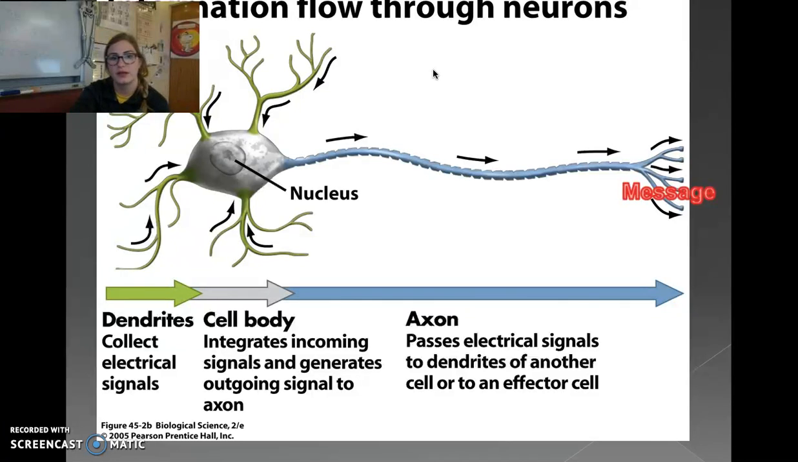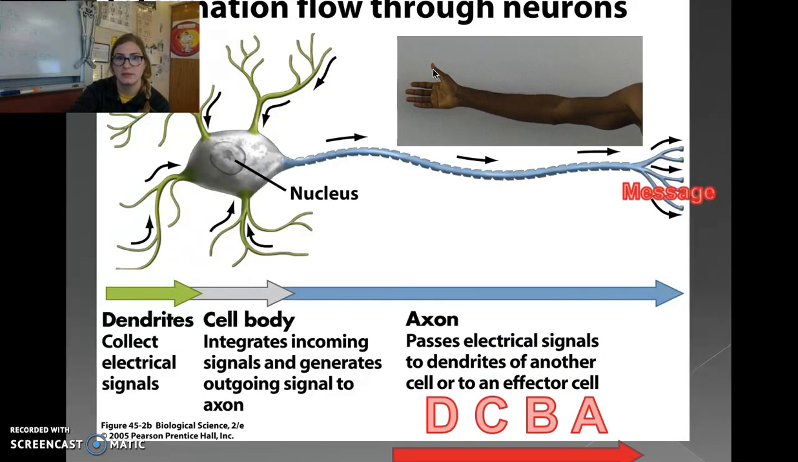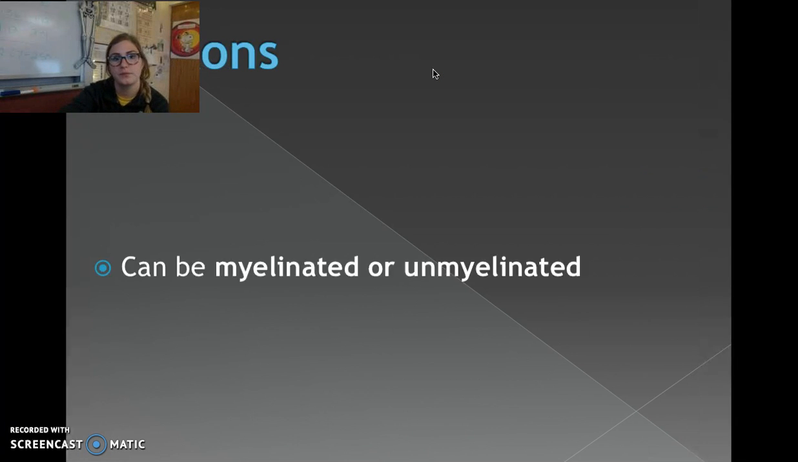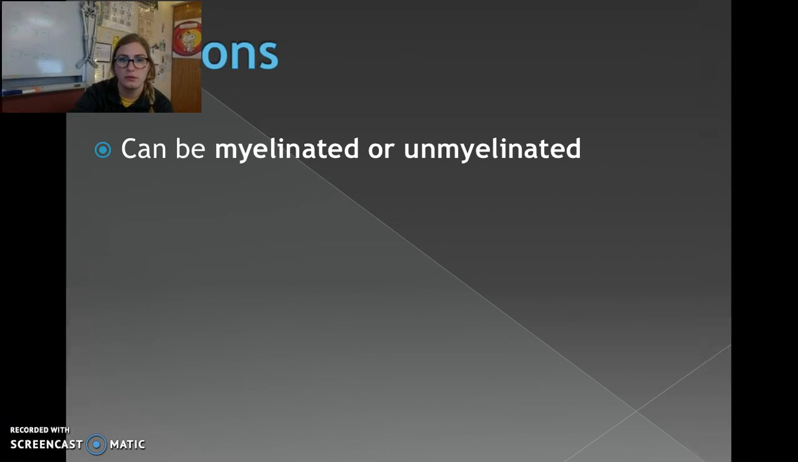Yay, PowerPoint graphics. Okay, DCBA. So once again, we start out with the arm, and the fingers are what pick up the information. It goes into the cell body, and then it goes all the way back. So DCBA.